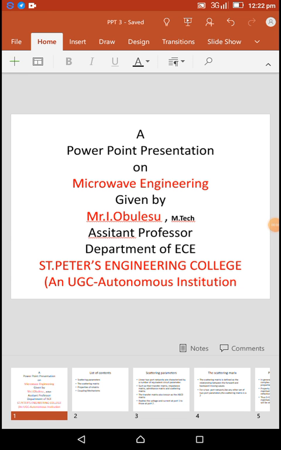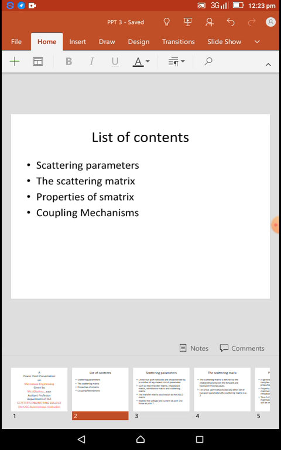So today's topic is waveguide components and applications. From this topic, we're going to discuss what components you require for your waveguide and where you need to use these waveguide components. It means in which applications we are going to use your waveguide components. The list of components are scattering parameters, the scattering matrix, properties of the matrix, and coupling mechanism. So these are the major contents of waveguide components and applications.